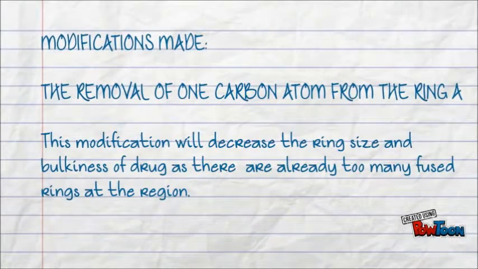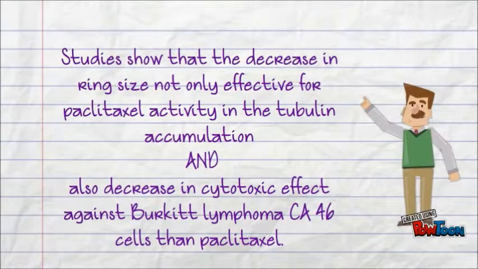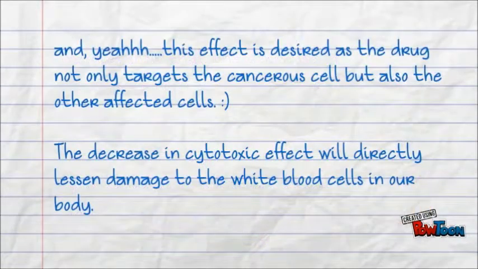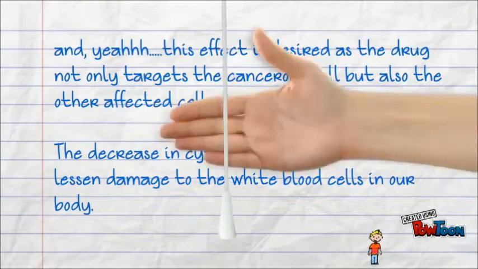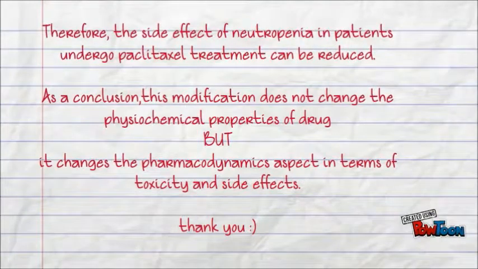The modification is the removal of one carbon atom from ring A, which will decrease the ring size and bulkiness of the group. As you can see, it is also effective in tubulin accumulation and also decreases cytotoxic effect against lymphoma cells. So it's like killing two birds with one stone. It also lessens the damage to white blood cells in our body, which will decrease the side effect of neutropenia. So this modification mainly targets the pharmacodynamics aspect in our body, which is toxicity and its side effect.